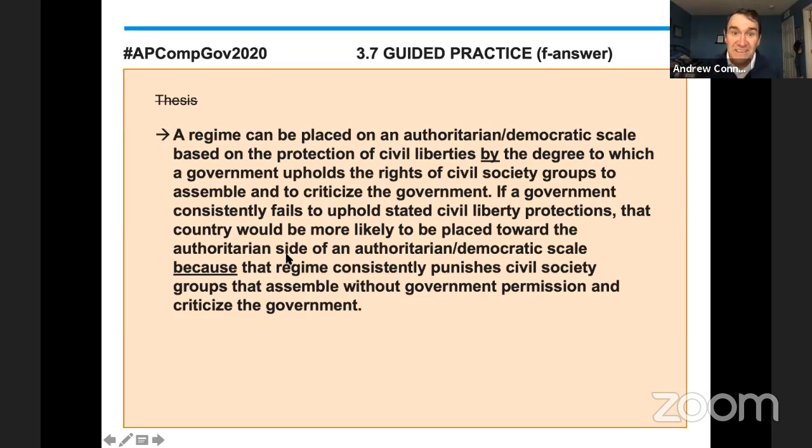We're talking about a scale, a spectrum, sometimes you can call it. So your thesis has to speak to that scale. So if you don't protect civil liberties, you're more likely to be on the authoritarian side of the scale, because that regime consistently punishes civil society groups that assemble without government permission and criticize the government. So trying to make sure my concept word is connected in there, making sure I have reasoning to explain, and really, really importantly, making sure my claim is responding to an argument that the prompt wants me to argue to.